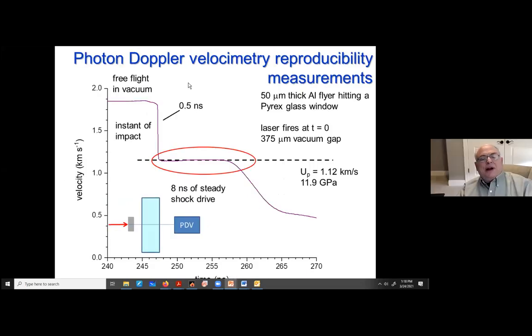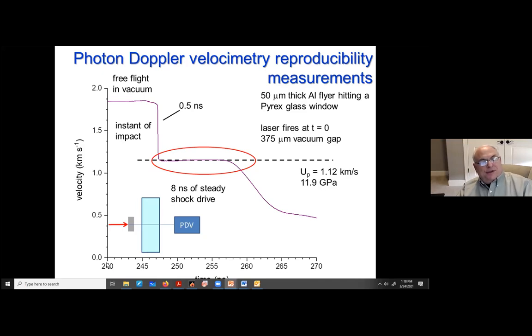And now I want to talk about what happens here. This is an experiment where this flyer plate is coming along at high speed, and it's going to hit a window, a cheap piece of glass I can afford to blow up constantly. And here's my Doppler velocimeter. And here's the output from one shot. Okay, so at first, this is 240 nanoseconds.